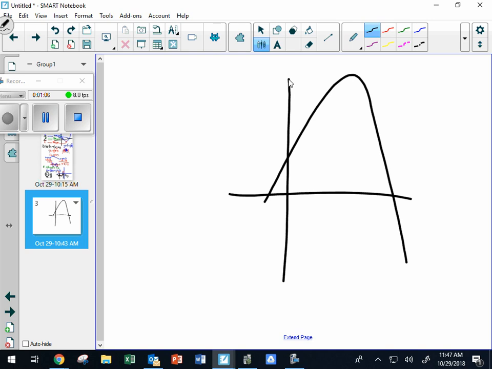And here's a few thoughts. First of all, what's that called? The y-intercept. How do you find a y-intercept? Well, if it's a graph, you just look on the graph, it's right there. What if it's an equation?